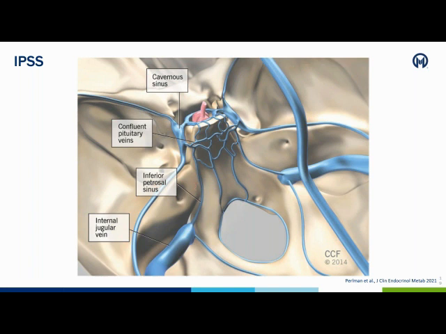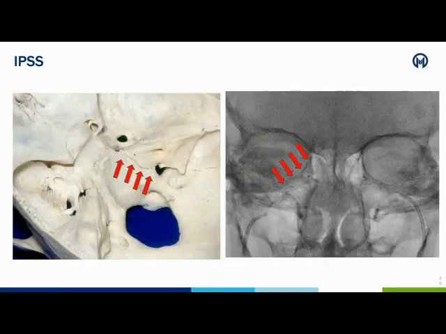Now, we can't really easily access the basilar plexus or superior petrosal sinus, so that's why we do it in the inferior petrosal sinus. From a technical standpoint, the inferior petrosal sinus runs in the petroclival synchondrosis, so it's the junction between the petrous bone and the clivus region of the occipital bone.